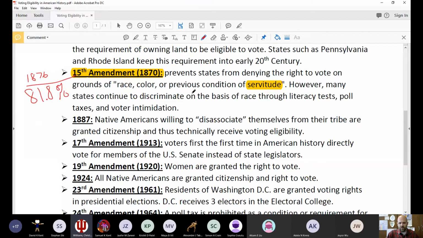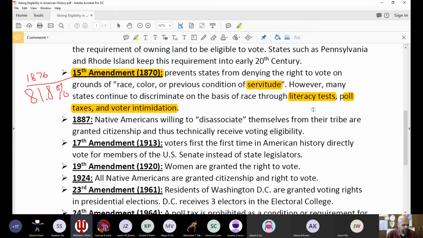So what happens as a result? Discrimination increases, and states find ways to prevent African Americans from voting. And these are the 3 most famous examples, many of which I know you've heard of before: literacy tests, poll taxes, and voter intimidation. Can somebody tell me what a literacy test is and how it relates to an election?